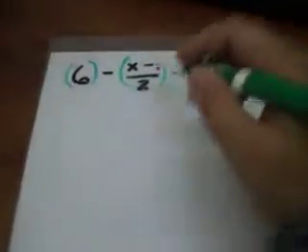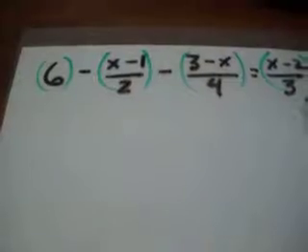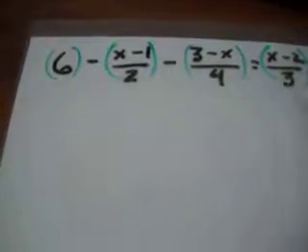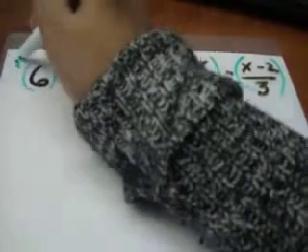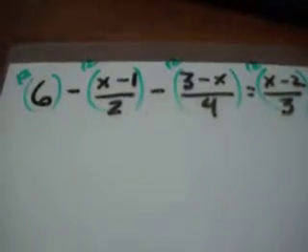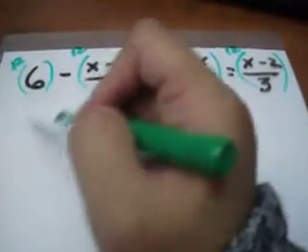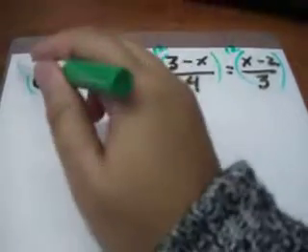Okay, so every part, I'm going to multiply by the LCM. Looking at 2, 4, and 3, the lowest common multiple between these three is 12. So I'm going to multiply everything by 12. Okay? So here, 12, there's nothing to divide the denominator by, because technically there's a 1 there. So 12 times 6, that's 72.